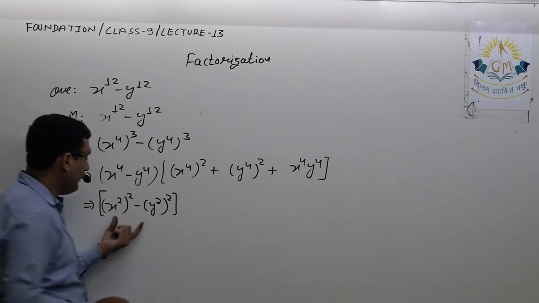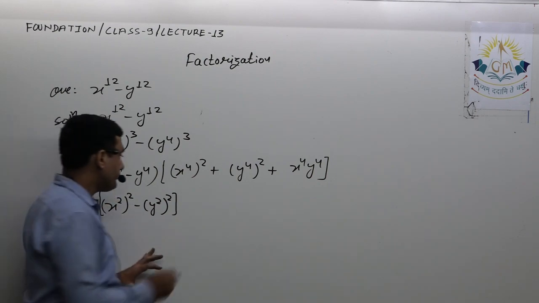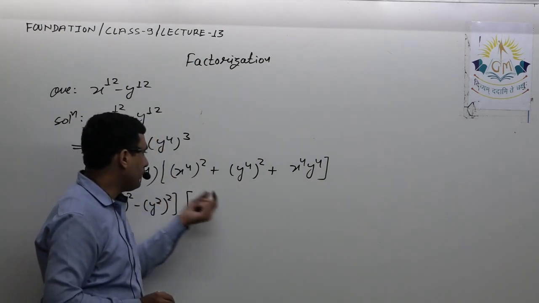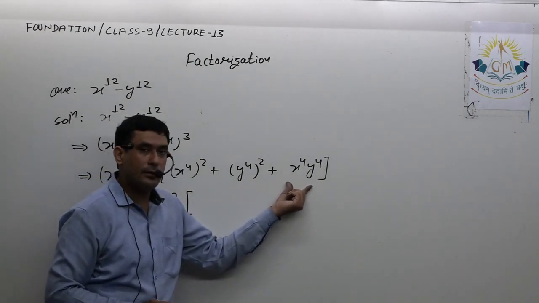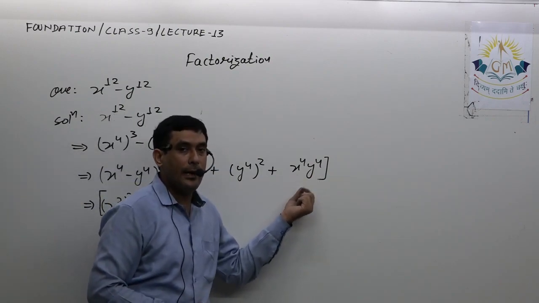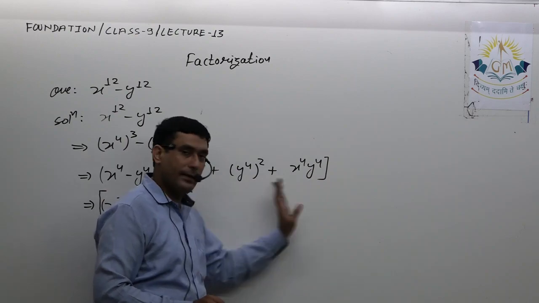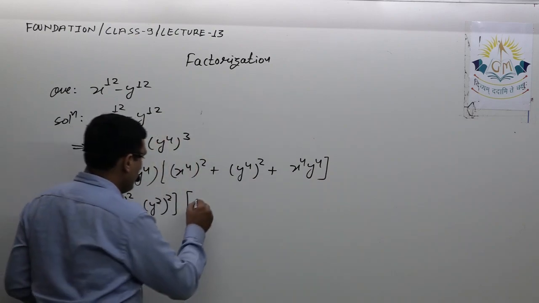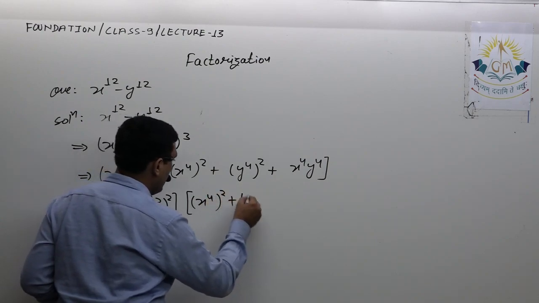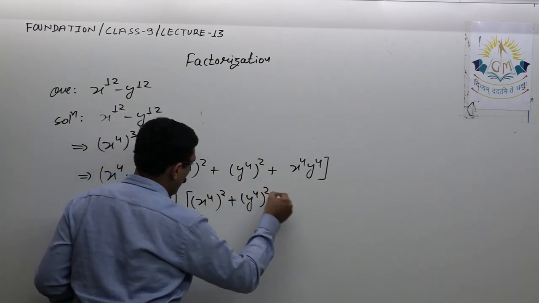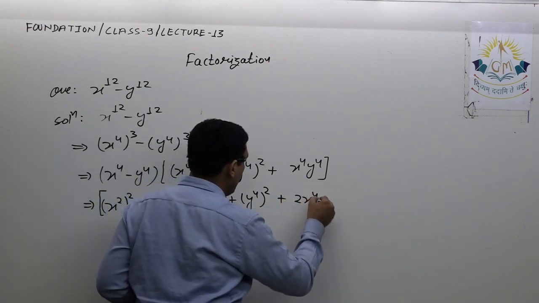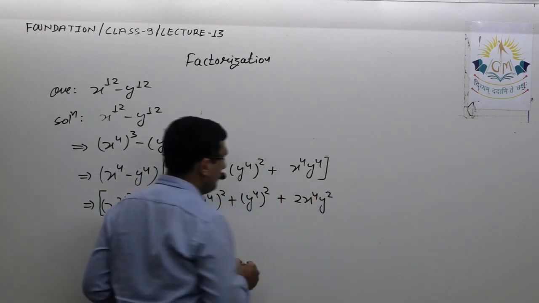Okay, this gives me two factors, a plus b, a minus b. Now over here, this is a complete square, this is a complete square. If I add 2ab and subtract 2ab, then again I will get an identity over here. So this is x raised to 4 whole square as it is plus y raised to 4 whole square as it is. Now according to the identity, I am adding 2x raised to 4 y raised to 4.